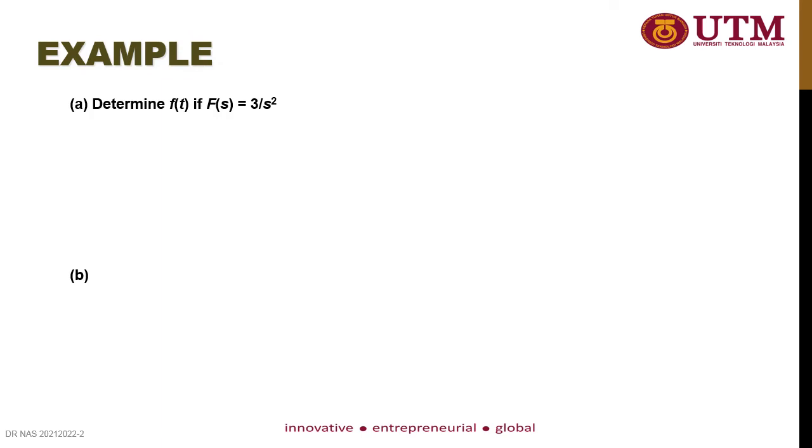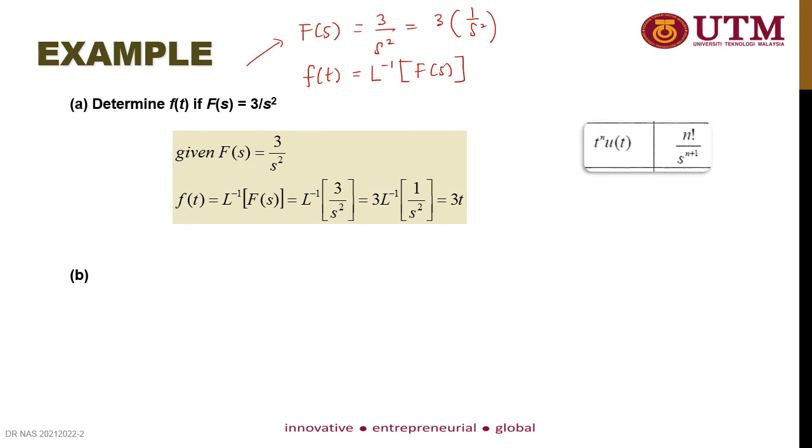Okay, let's look at another equation in inverse Laplace transform. Given is F(s) equal to this equation. F(s) equal to 3 divided by s squared. So what is your f(t)? f(t) equal to the inverse Laplace transform of F(s). By referring to the table, your F(s) is equal to 3 times 1 over s squared. So refer to the table, the closest function is in this shape.